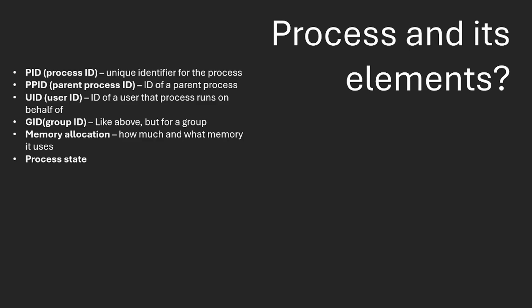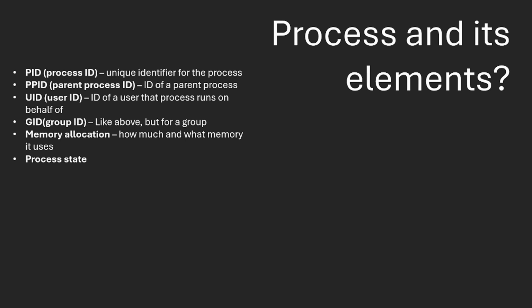A process, or a task, is represented as a task struct data structure. As the name says, they store data, here, information about the process. Some of the most important ones are listed here. Let's start with PID. It stands for process ID and is a unique identifier for the process. There will never be a case when two different processes have the same PID.